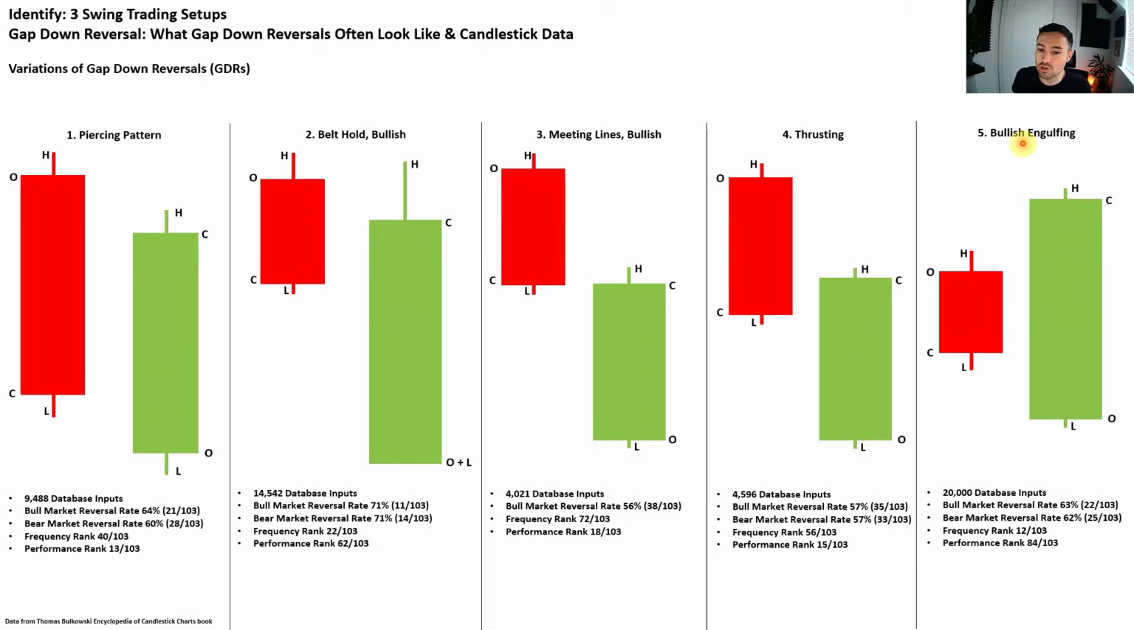So it's good to know the reversal rates as well. With a bullish engulfing candlestick, there were 20,000 database inputs, bull market reversal rate 63%, bear market reversal rate 62%. But what I want to do is explain the psychology here a little bit of a belt hold bullish for a gap down reversal bar.